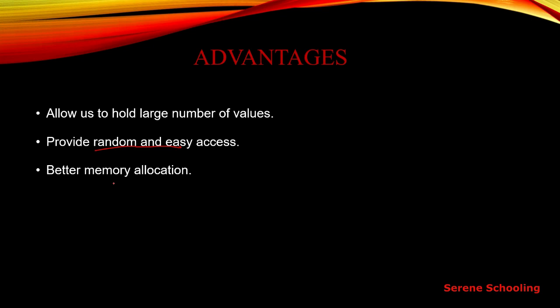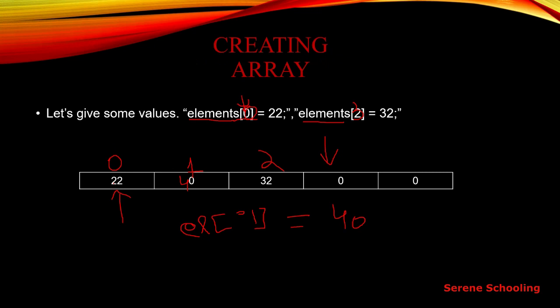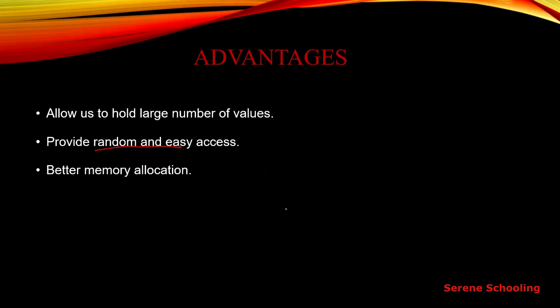And it has better memory allocation. You will learn about more data structures, but arrays have better memory allocation since they are contiguous. Each element is next to each other, and therefore it allows us easy access to all of them. So these were the advantages of arrays.